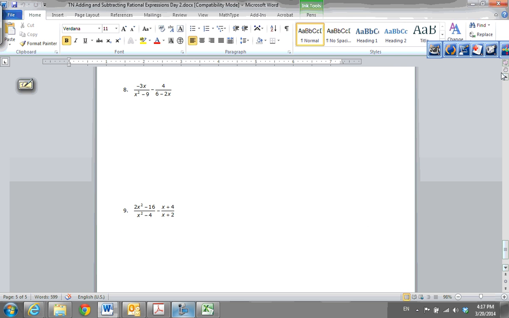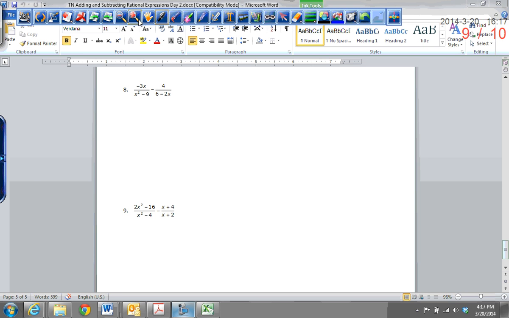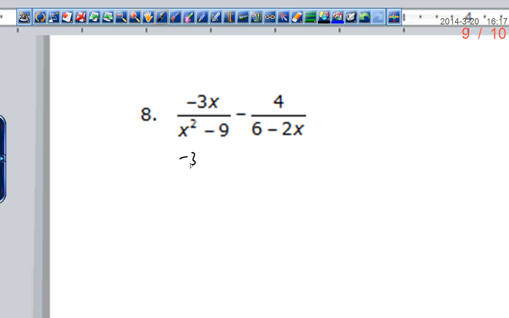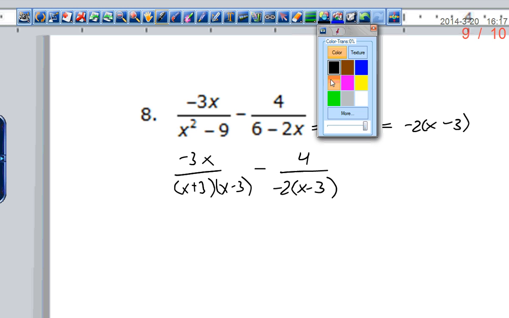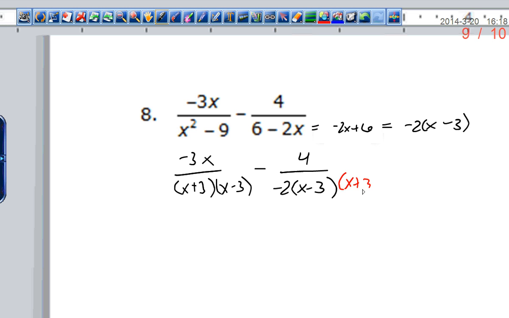All right. 8 and 9, kind of challenging. Number 8 takes a little trickeration. On the first one, first term, you got x plus 3, x minus 3. On this one, we need to factor out a negative 2. So when we do that, we get x minus 3. The reason why we did that is because this is going to be the same thing as negative 2x plus 6. Then I want to take out a negative 2, so then it's going to be x minus 3. All right? The reason why I did that is so things would match. So I need an x plus 3 over here, x plus 3 over here, and we need a negative 2, negative 2. So I got 6x minus 4x minus 12.